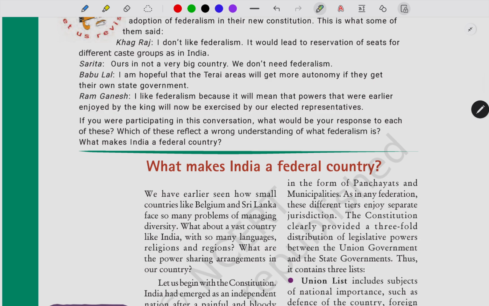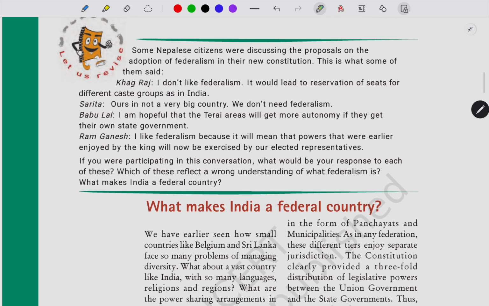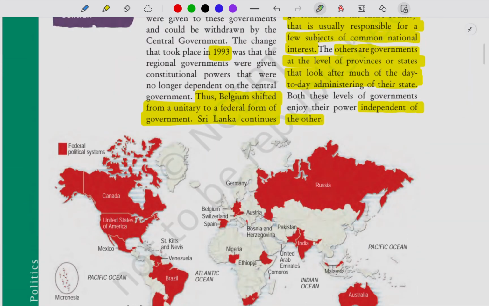Now, one more thing, what Khajraj said is quite wrong, because federalism does not mean the reservation of seats for different caste groups. It means the division of power between the central government and the provinces. What constitutional provinces, right?